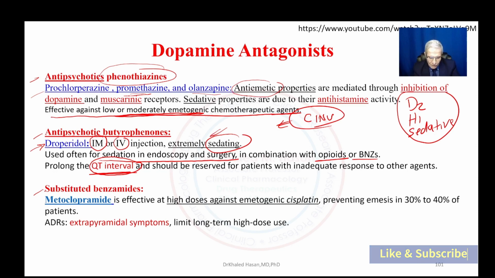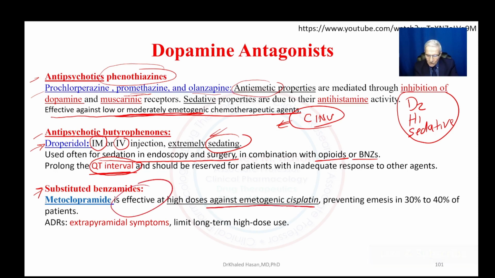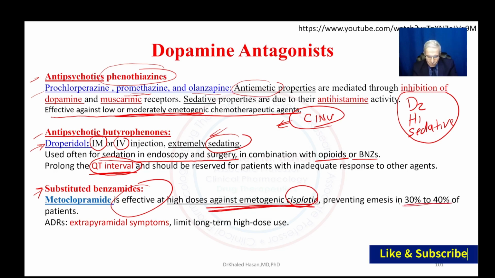Moving to another medication belonging to the dopamine antagonists, we have metoclopramide. They said metoclopramide at high doses is considered very effective against emetogenic drugs such as cisplatin. Cisplatin is considered an anti-cancer medication and causes emesis in 30 to 40% of patients. So this is a very effective medication in preventing nausea and vomiting due to chemotherapy.